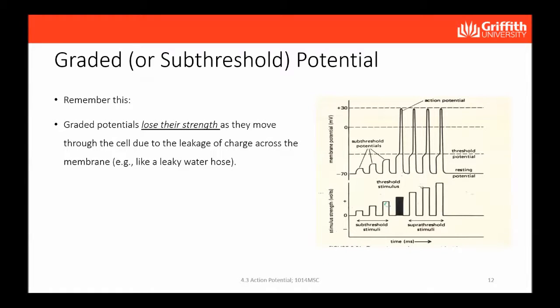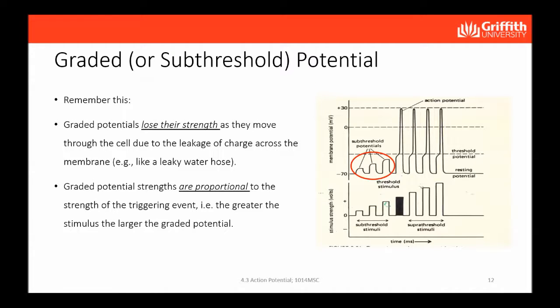Graded potentials lose their strength as they move through the cell because the plasma membrane is permeable, like a leaky garden hose, and most of the charge is quickly lost through leakage channels. Consequently, the current dies within a very short distance of its origin and is said to be decremental.